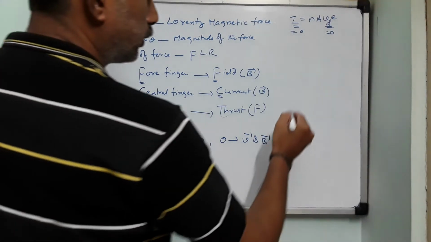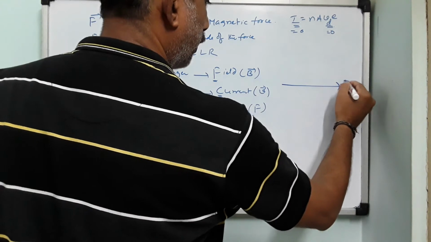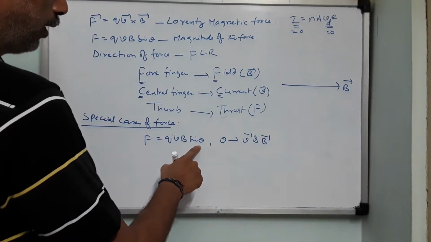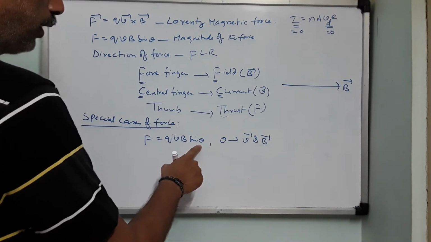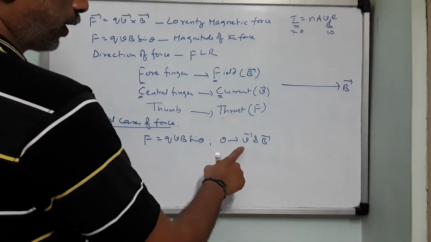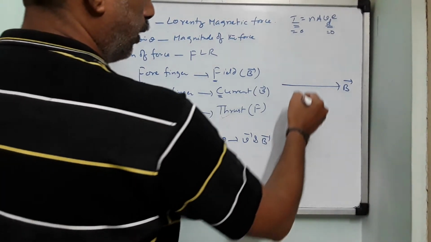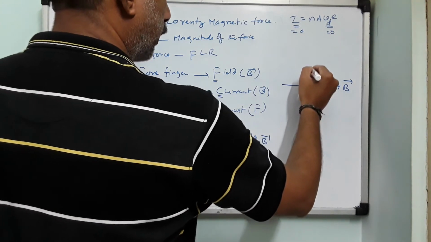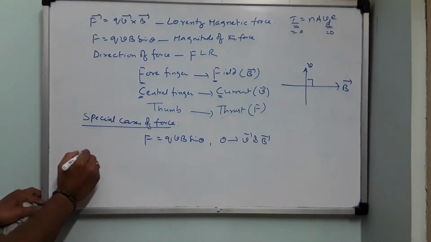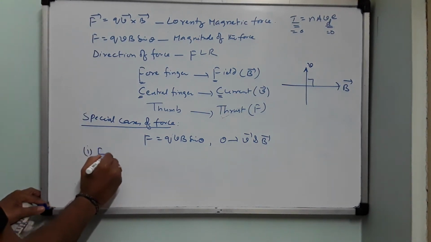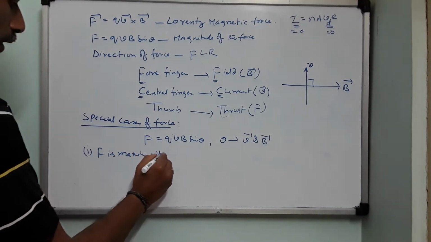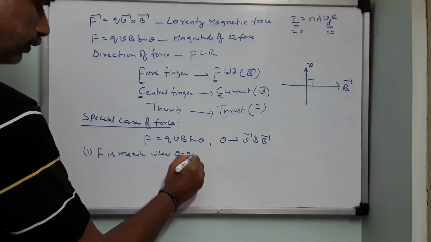Now this is the direction of the magnetic field. And you see here sin theta. Sin will take its maximum value only when theta equals 90 degree. Sin 90 equals 1. So the velocity vector should be perpendicular to the field vector. Like this. So this is the velocity vector. The angle between them is 90 degree. So force will be maximum, number 1. So F is maximum when theta equals 90 degree.